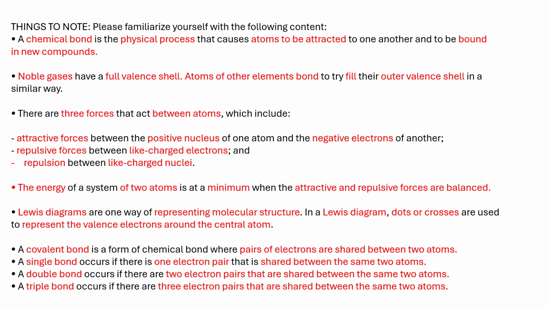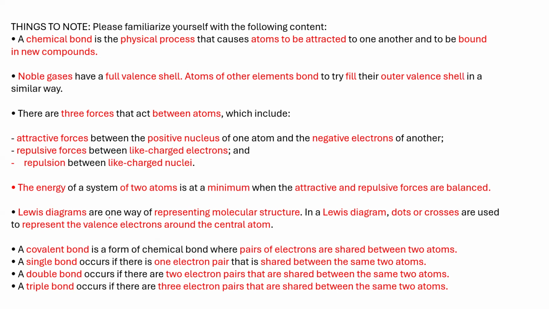But the force between an electron and an electron is going to be repulsion. Or the force between a proton and a proton is also going to be repulsion. We will see this more when we do chemical energy, the bond energies, when we do those graphs. This is where this part will make sense. Again, the energy of a system of 2 atoms is at a minimum when the attractive and repulsive forces are balanced. Again, we'll do this when we get to the energies.